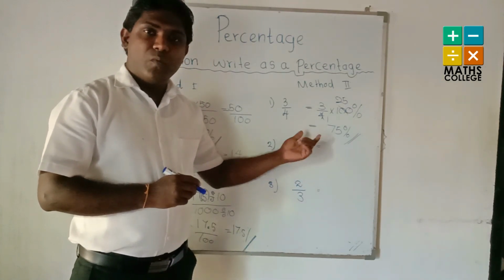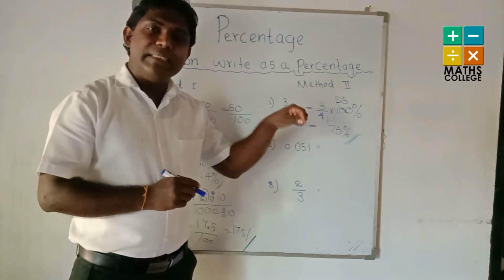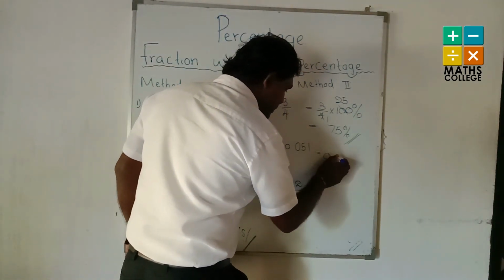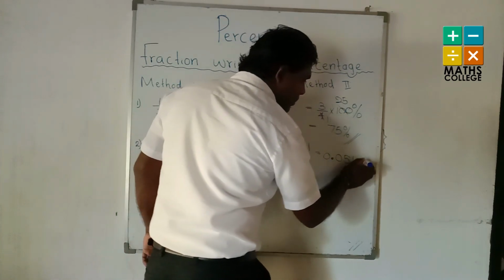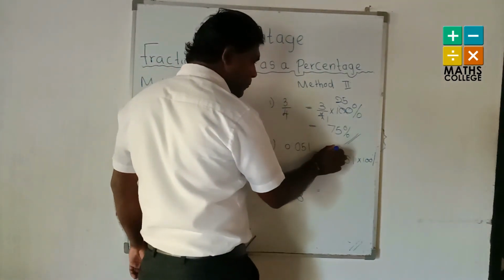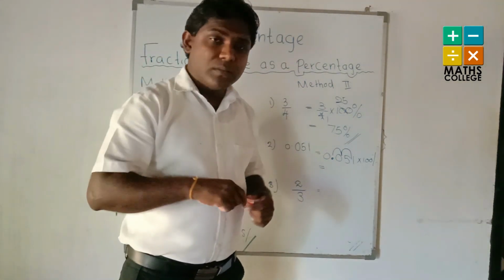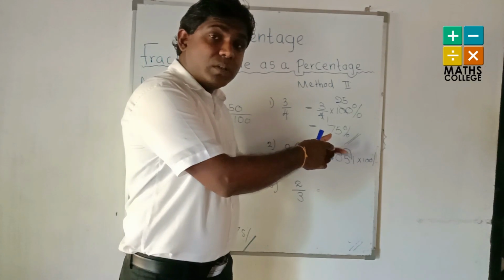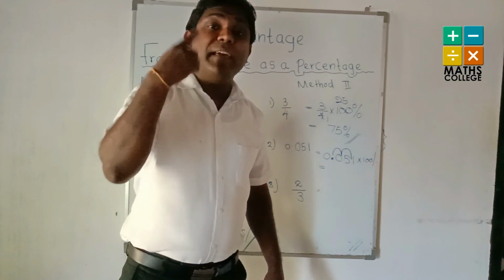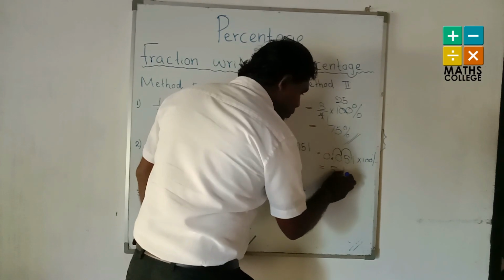Here 0.051. What is the apply? Multiplying by 100 percentage. 0.051 multiply 100 percentage. This point jumps 1 time, 2 time, because 100 has 2 zeros, 2 times goes to right side, because when multiplying the number value increases. Answer is 5.1 percentage.